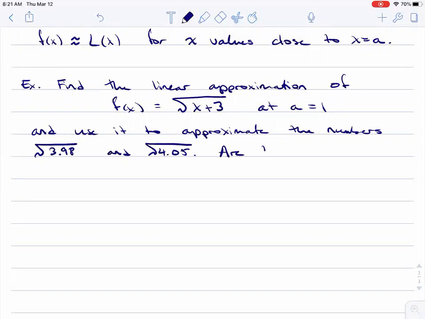Are these approximations over or underestimates?